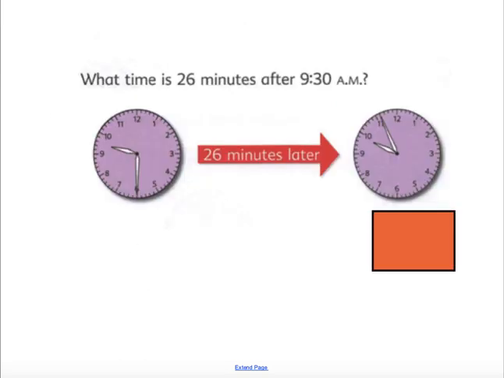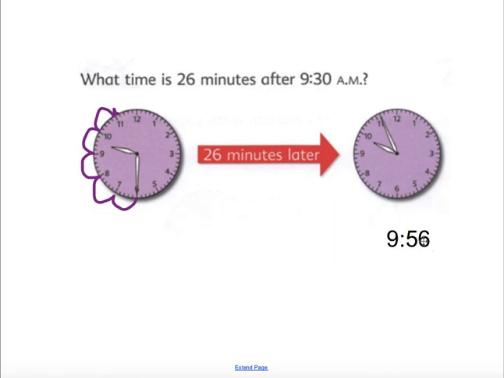Okay, so let's look now at some pictures and how we can tell about elapsed time. Here, what time is 26 minutes after 9:30? Here again, we can count 5, 10, 15, 20, 25, plus one more minute. That brings us to 9:56. Remember, we didn't go past the 12, so we're still at that ninth hour. And that shows 26 minutes later.